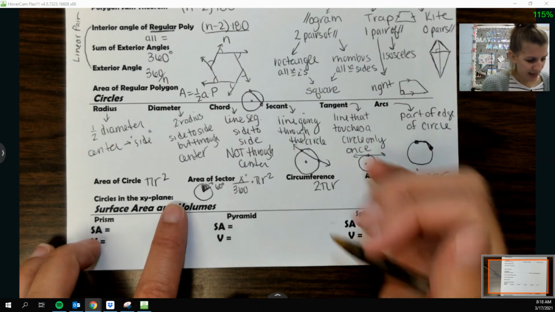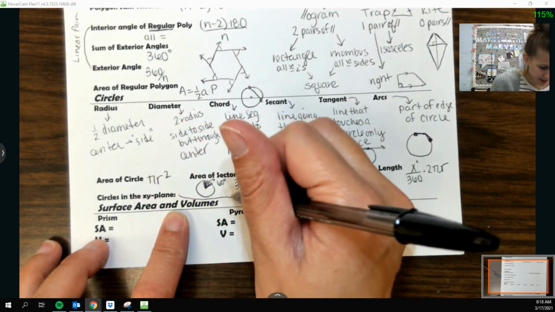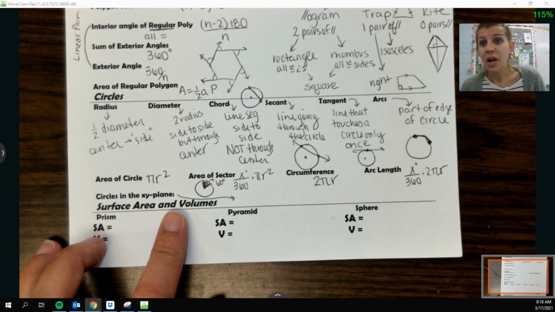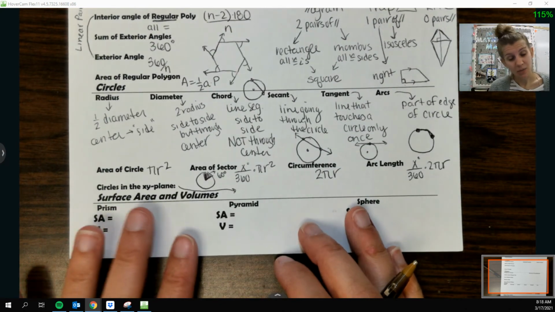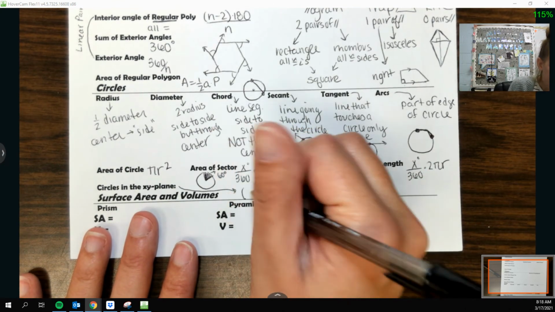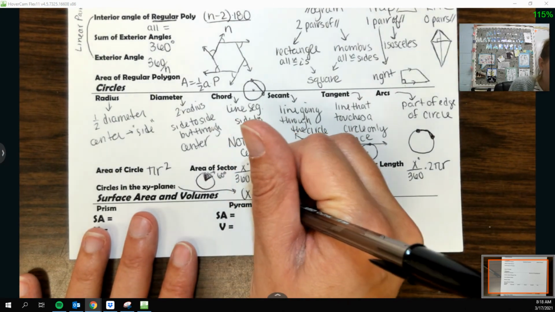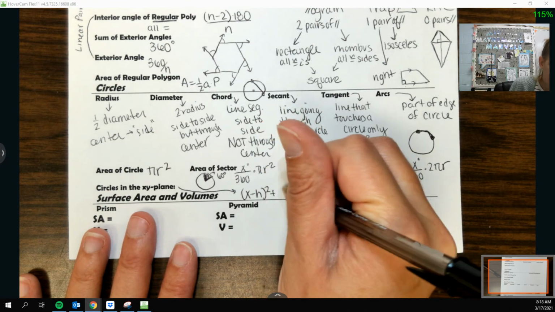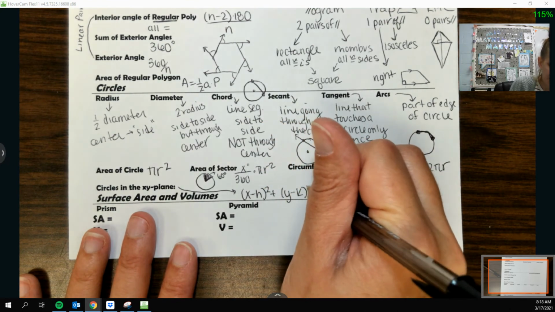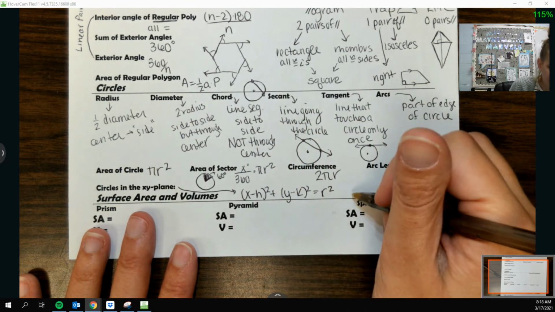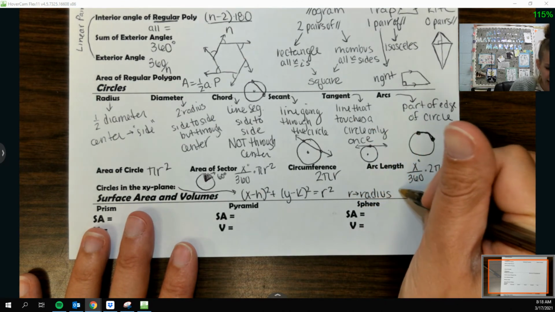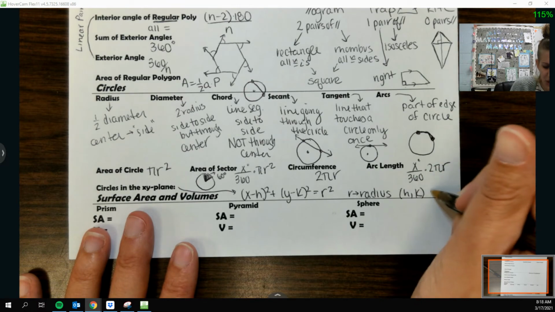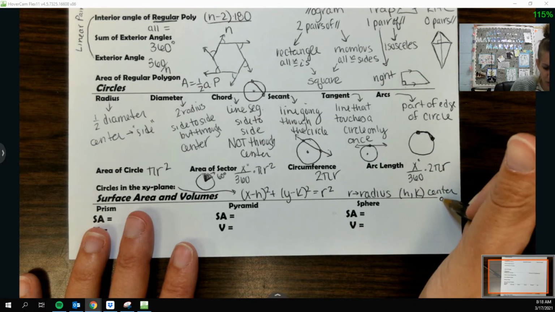Oh, and then lastly, I squeezed that in there and then wrote over top of it. If I'm talking about circles in the coordinate grid, getting into some coordinate geometry, we can graph those by doing (x minus h) squared plus (y minus k) squared equals r squared, where r is the radius, and h comma k is the center of the circle.